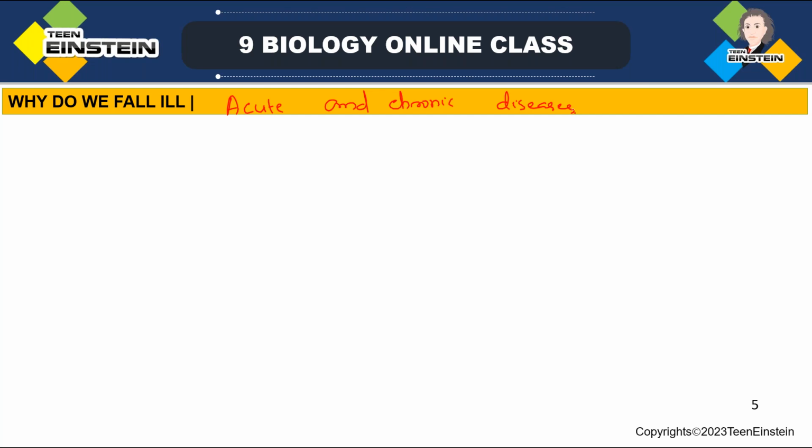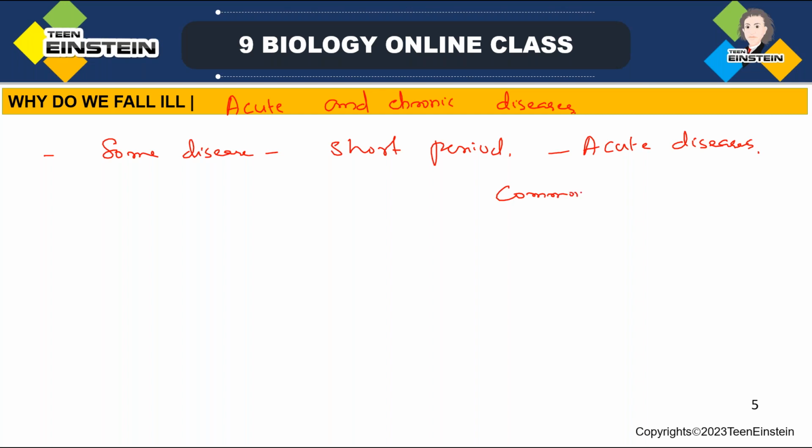So the manifestations of disease will be different depending upon a number of factors. Some diseases will last for only a very short period of time. Such diseases which last for a very short period are called acute diseases, like the common cold, which will last for a few days, right?